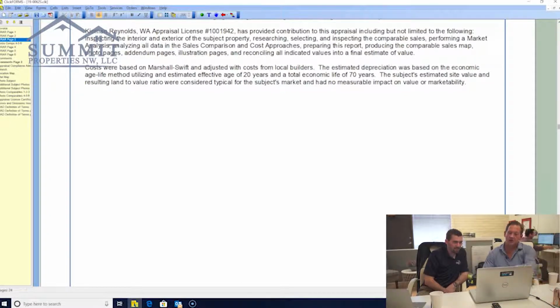Great. Here we talk about the cost approach a little bit, but that is about it as far as the commentary, but there's a lot of stuff in there. Okay. So those 2 comment pages.